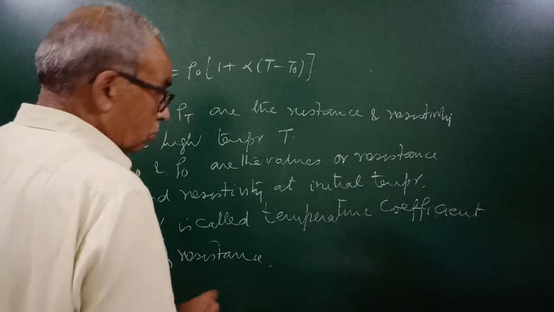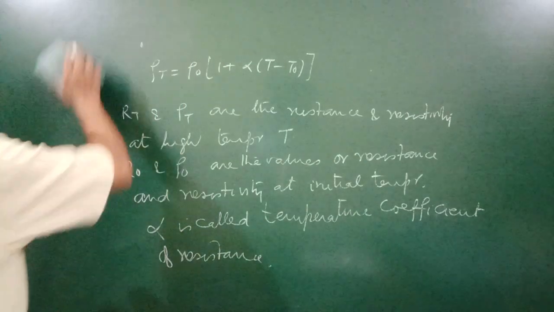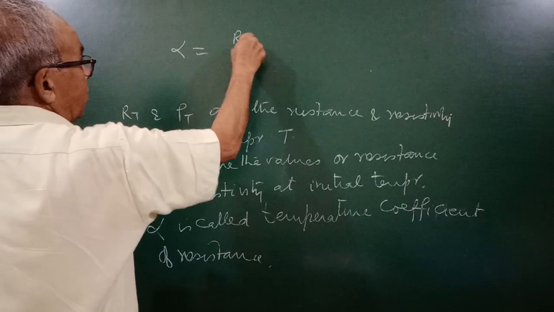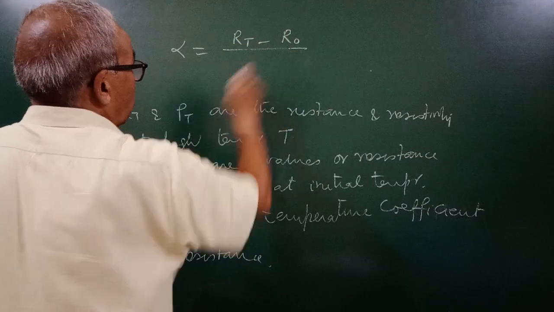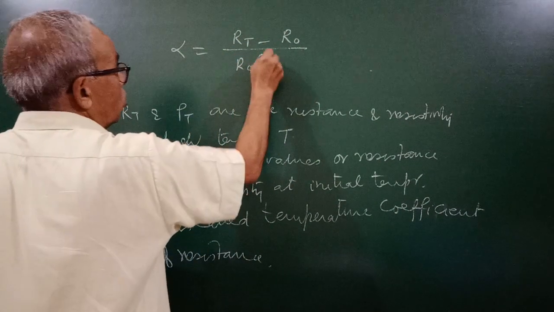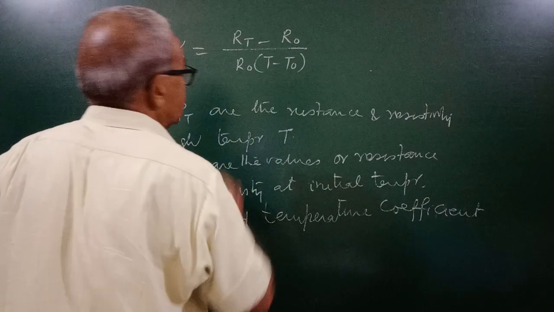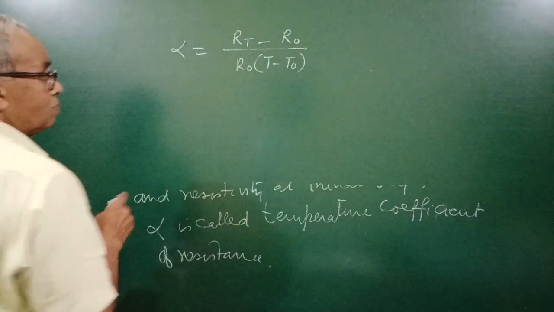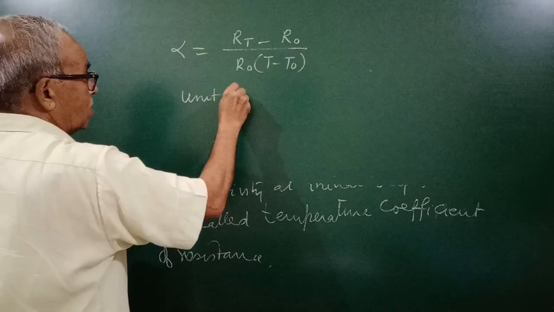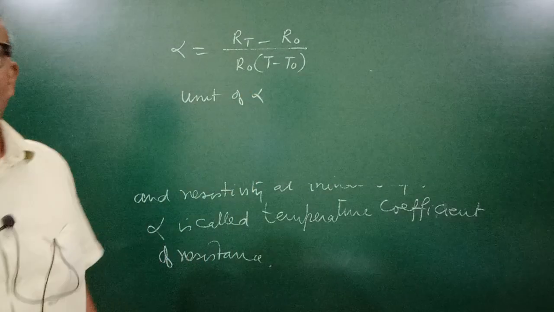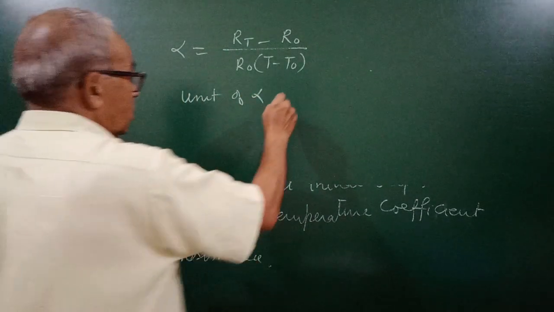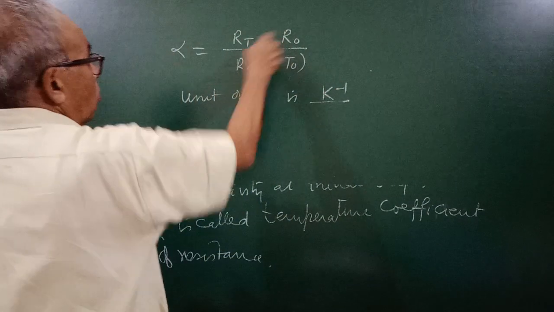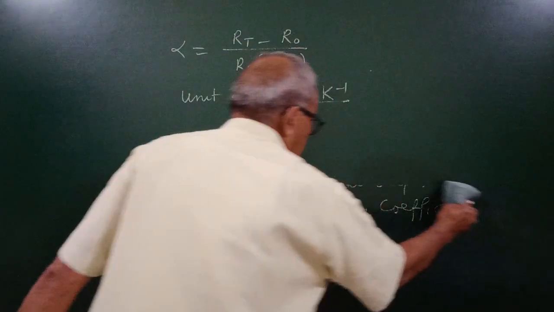From this equation you can write alpha as (R_T minus R_0) upon R_0 into (T minus T_0). Therefore the unit of alpha, the temperature coefficient of resistance, is per Kelvin, since ohm cancels.